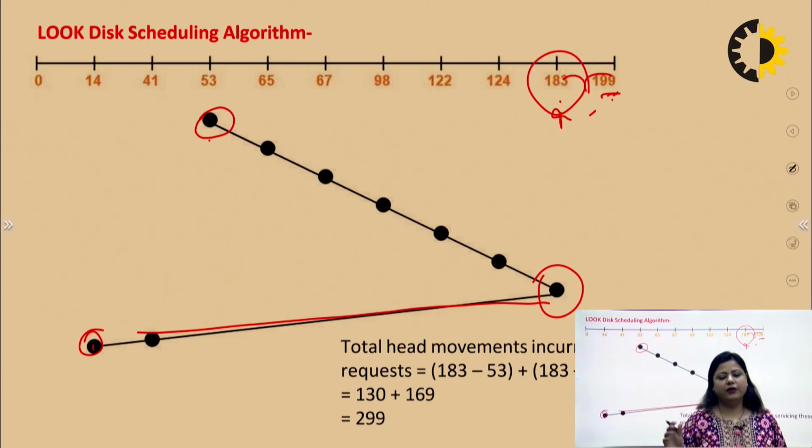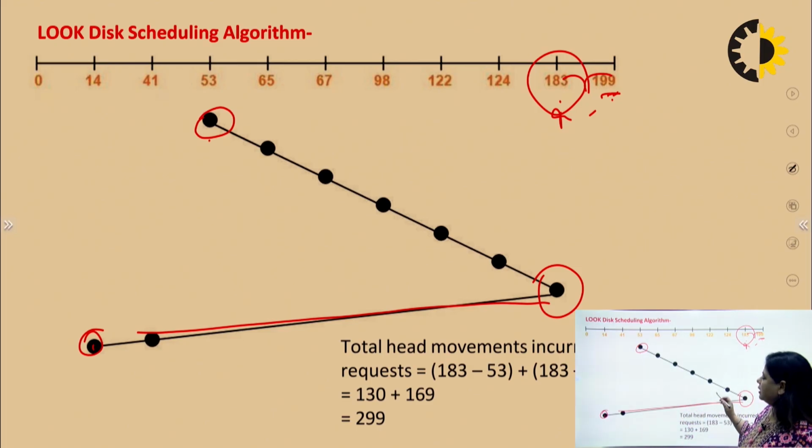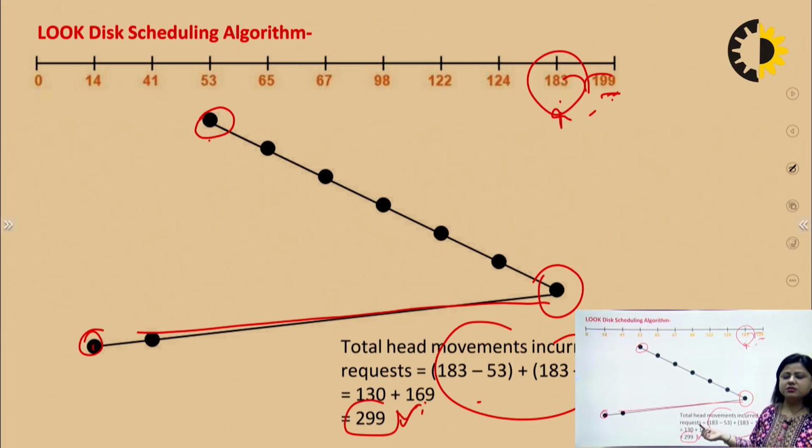So we can see that there are some unnecessary movements saved. With the help of the LOOK disk scheduling algorithm, we basically save unnecessary movements, which were included in the earlier examples. Now in the case of LOOK, there are these two movements of the head, and you can check that the answer will be 299, which is much smaller than the SCAN scheduling algorithm.